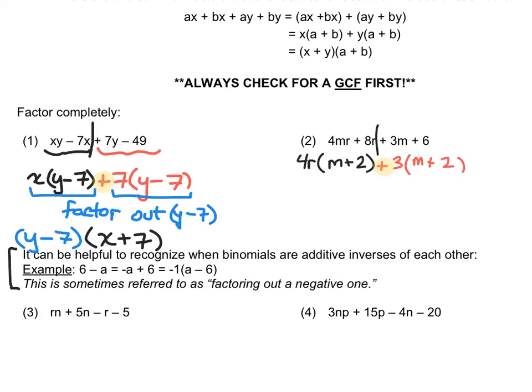So now I can factor out the commonality. That commonality is the M plus 2 from each term. If I remove an M plus 2 from each part, so I'm taking it out from here and I'm taking it out from here, what am I left with? 4R plus 3.